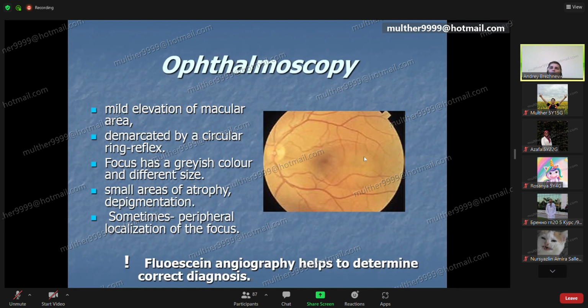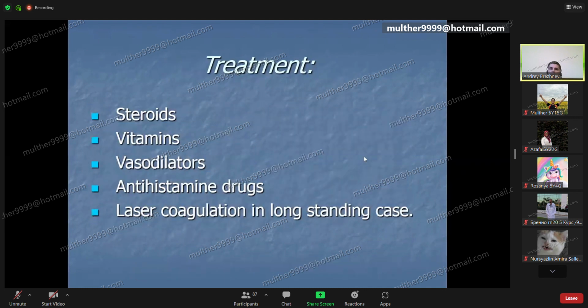Fluorescein angiography helps to determine the correct diagnosis. Treatment depends on etiology. We can use steroids, like the most effective group of drugs in this case, vitamins and vasodilators. Some authors think that the effectiveness of these groups of drugs is doubtful. Antihistamine drugs, and in long-standing cases, we can use even laser coagulation.